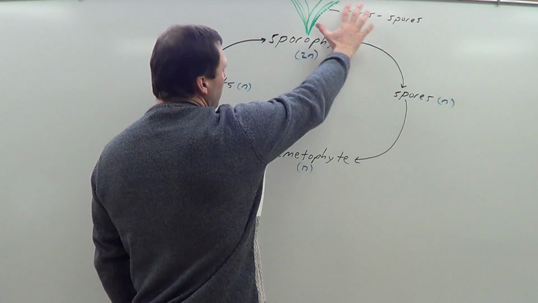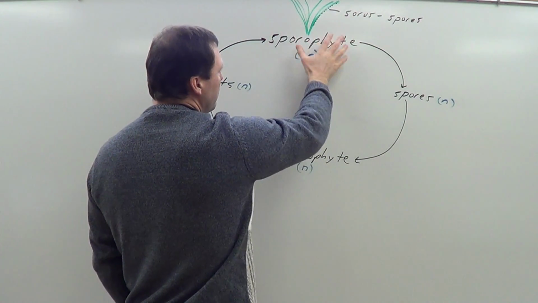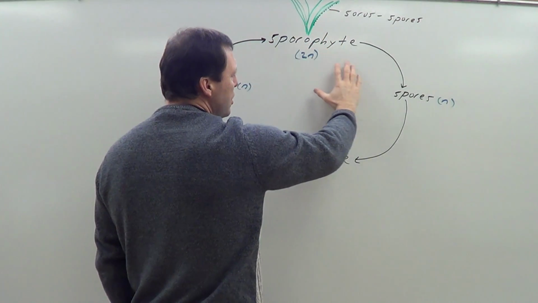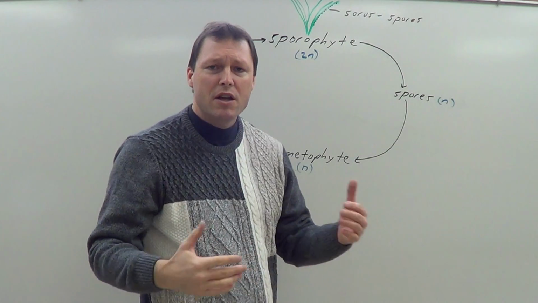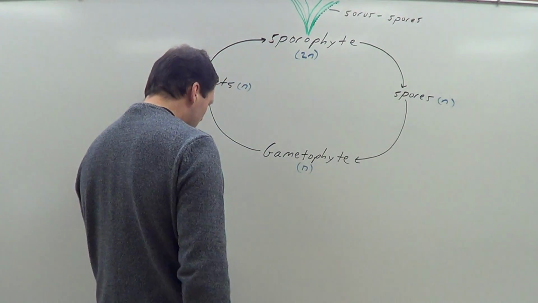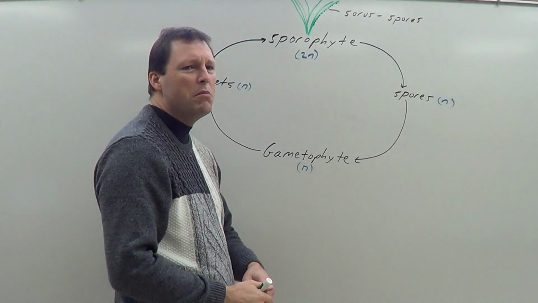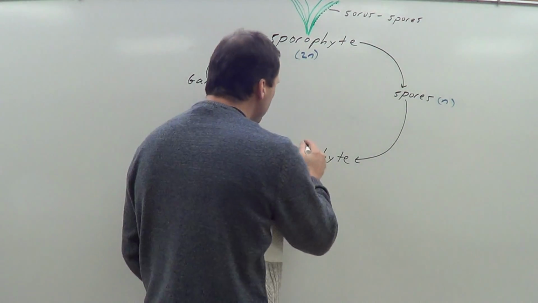So we've got our fern. The sporophyte form of the fern is going to produce spores. The spores are going to fall, and some of those spores are going to land in just the right place, and they're going to begin to grow into a gametophyte. This is the generation that most of us have never seen, and it's difficult to see because it's small.